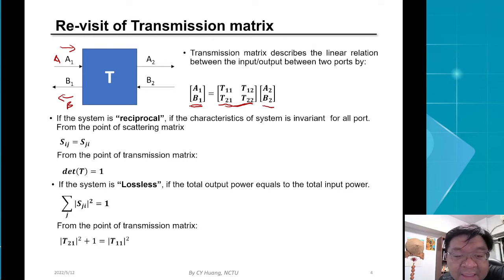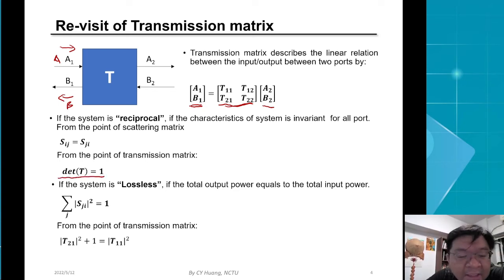If a system is called reciprocal, it means the physical phenomena seen from port 1 and port 2 should be equivalent. In terms of the scattering matrix, that means it should be a symmetric matrix, because i and j should be invariant to this system, so Sij should be Sji. But in the form of the transmission matrix, the mathematical deduction was shown last week. Its conclusion is that a reciprocal system has a unity determinant, or we can just say that its determinant should be 1.